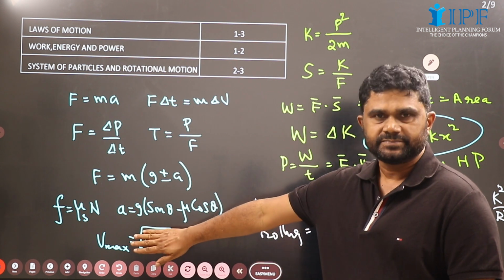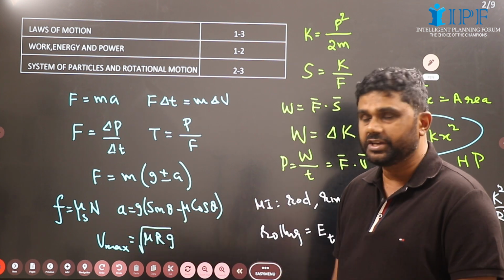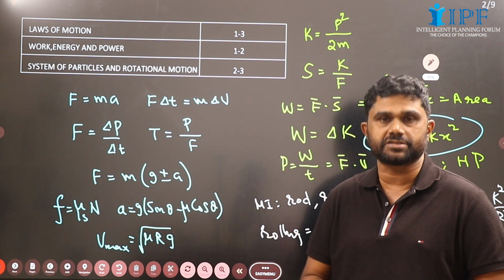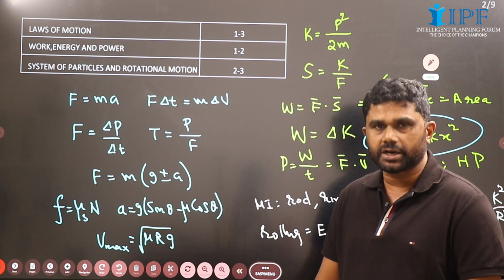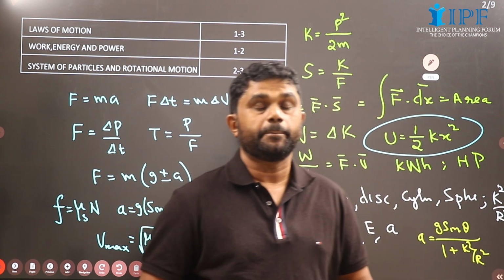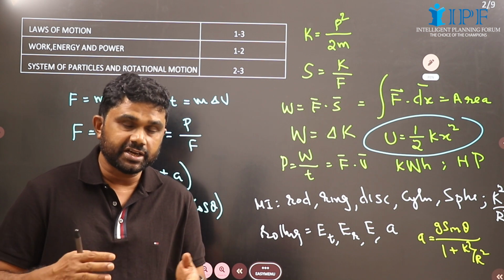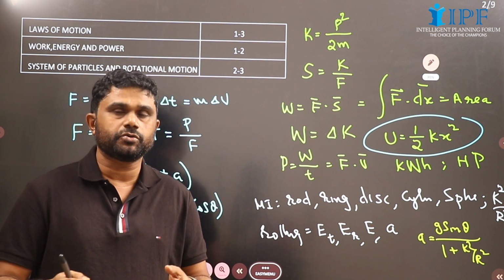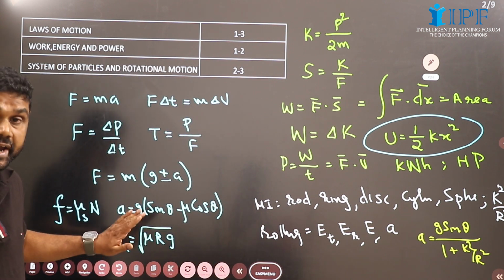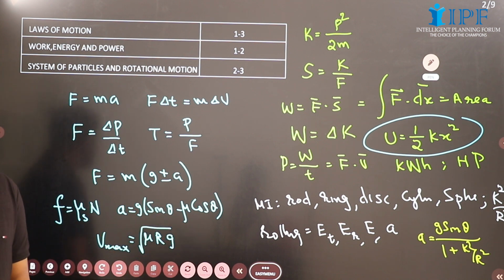And the next thing: when a vehicle takes a turn of radius of curvature R on a level road, this is the maximum safe speed, equal to under root mu r g. You have to study banking also, and the maximum speed that a vehicle can take on a banked road. That is also in the NCERT book, and this is the most important topic from circular motion that you have to expect.